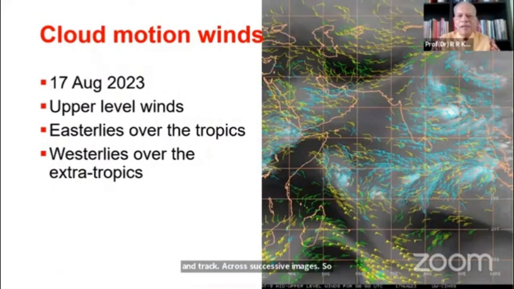So we can get a map like this. In this particular image, which was 17th of August this year, the monsoon was active. And there are these blue wind bars, which are upper level easterlies over the tropics. And there are the pinkish yellowish wind bars, which are upper level westerlies over the extratropics.